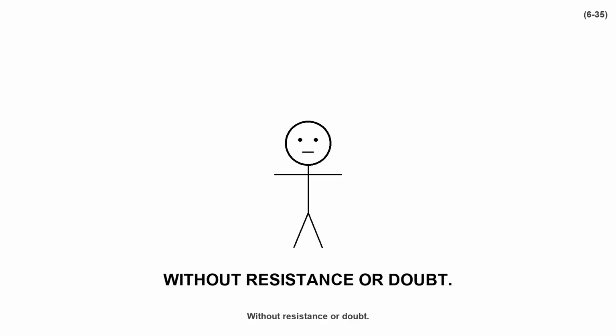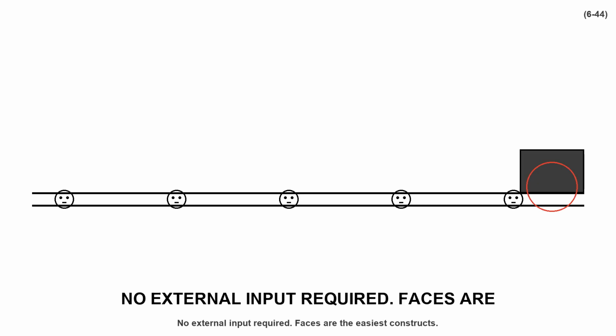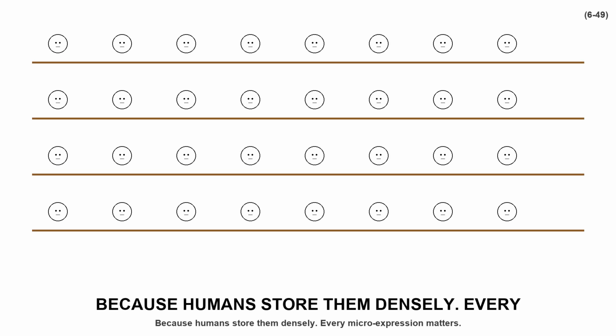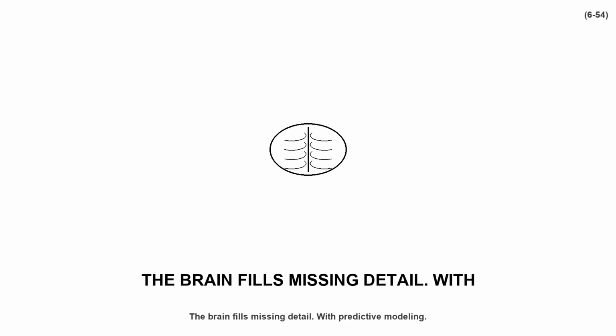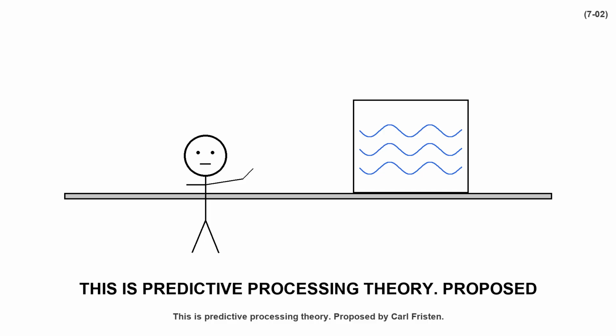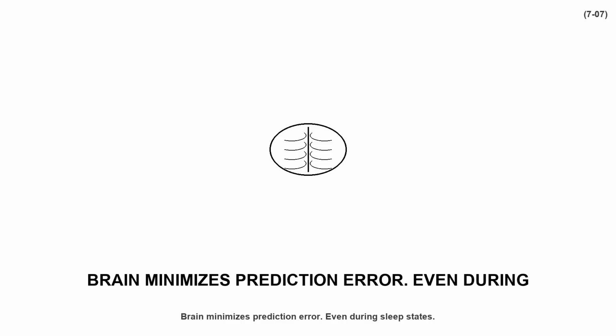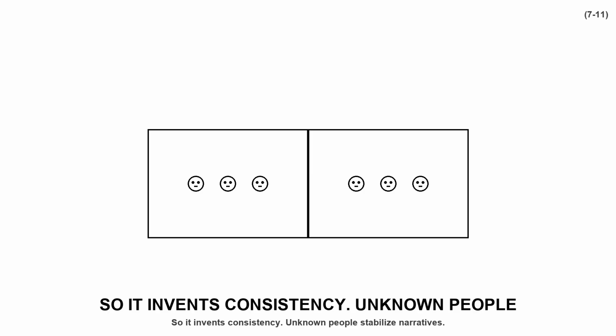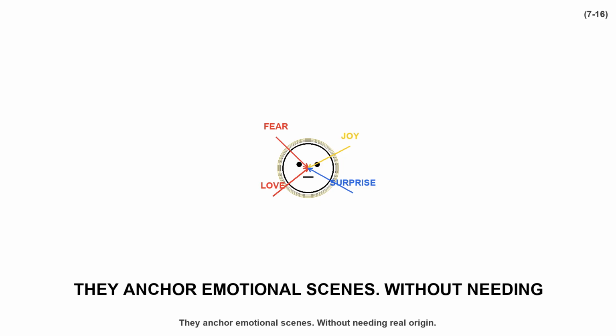Dreams are controlled hallucinations. Generated internally by cortex. No external input required. Faces are the easiest constructs. Because humans store them densely. Every micro-expression matters. The brain fills missing detail. With predictive modeling. Like AI image generation. But biological and imperfect. This is predictive processing theory. Proposed by Carl Friston. The brain minimizes prediction error. Even during sleep states. So it invents consistency. Unknown people stabilize narratives.